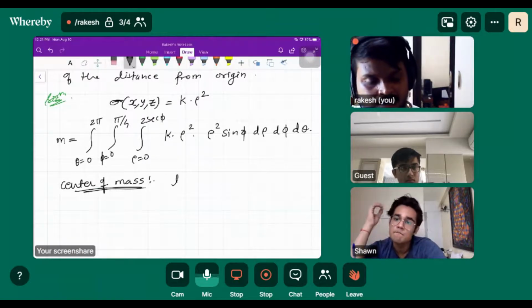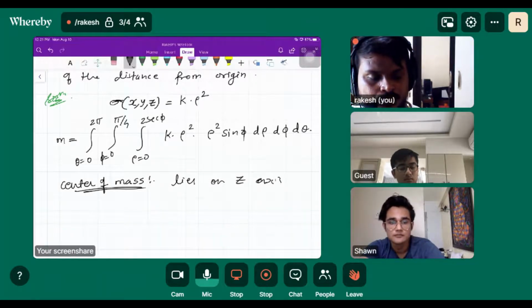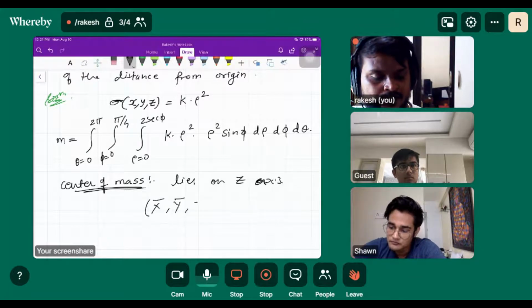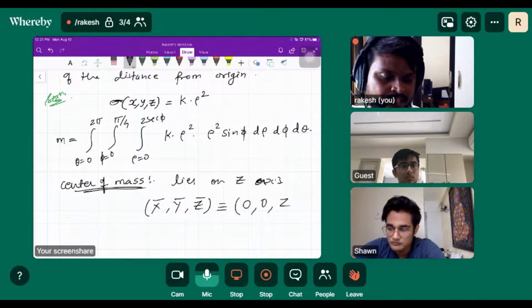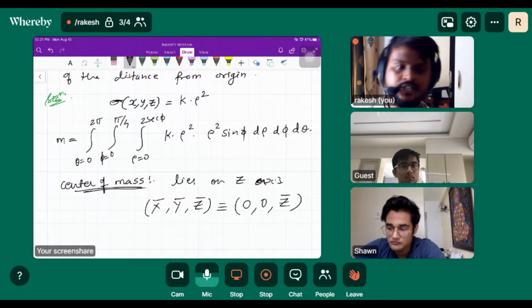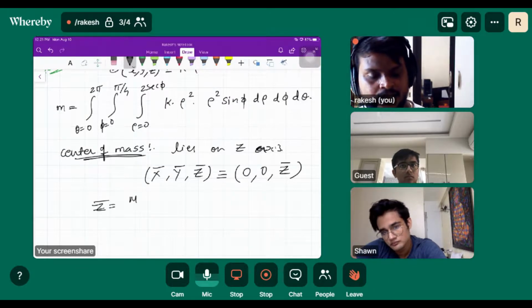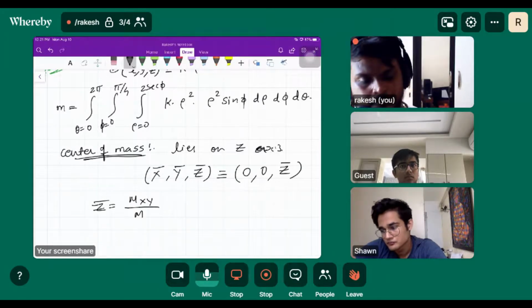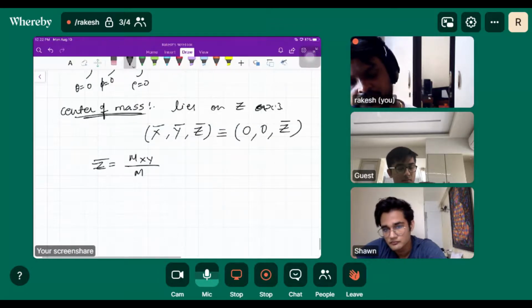Center of mass lies on the Z axis. So X bar and Y bar are 0, and we are interested in Z bar. We just have to find Z bar, right? And what is Z bar? Z bar is mxy, the first moment of mass about the xy plane, upon mass. So what is mxy?